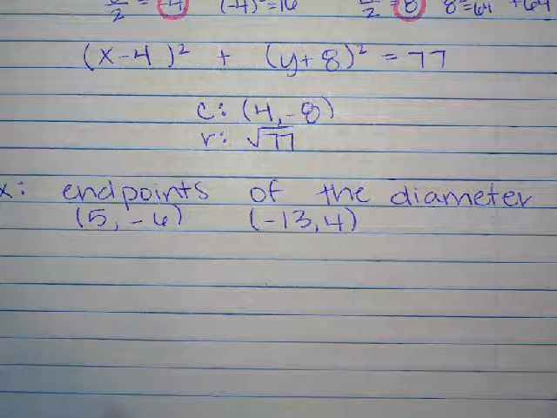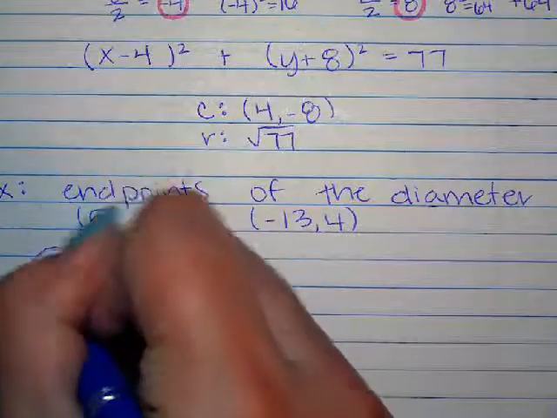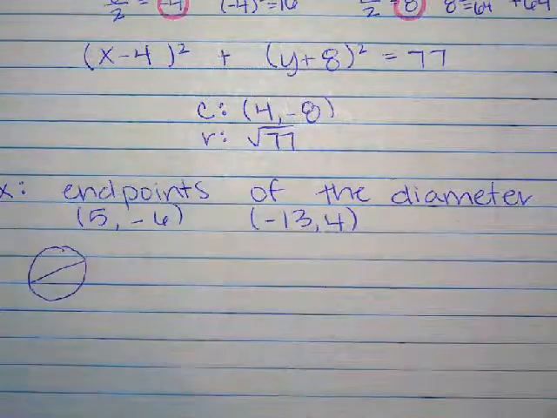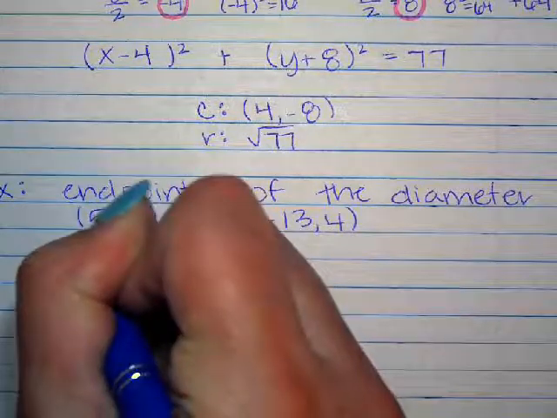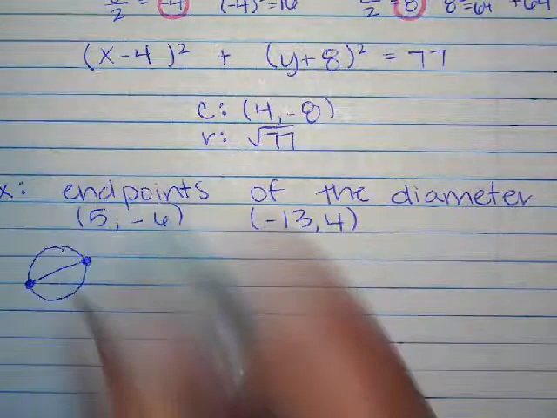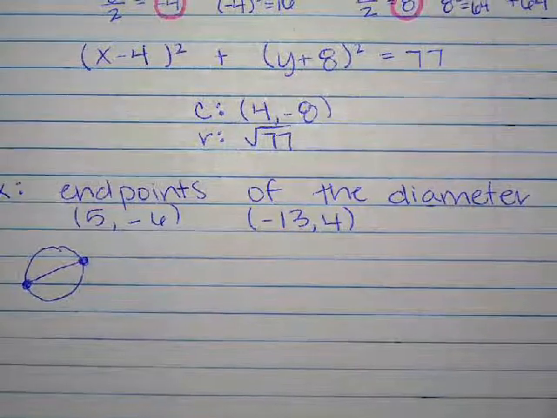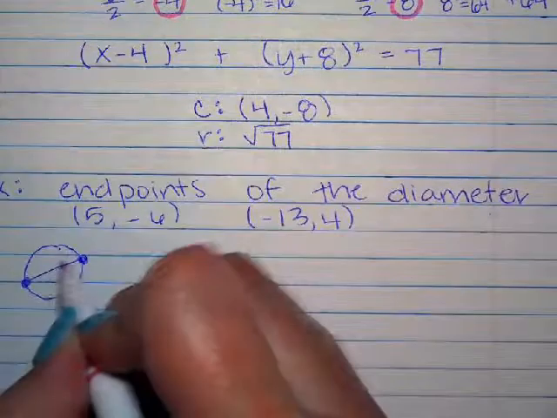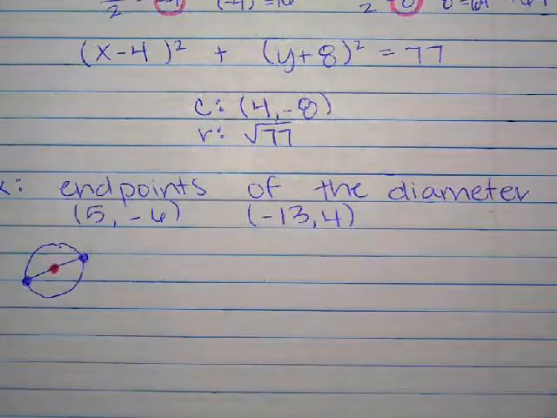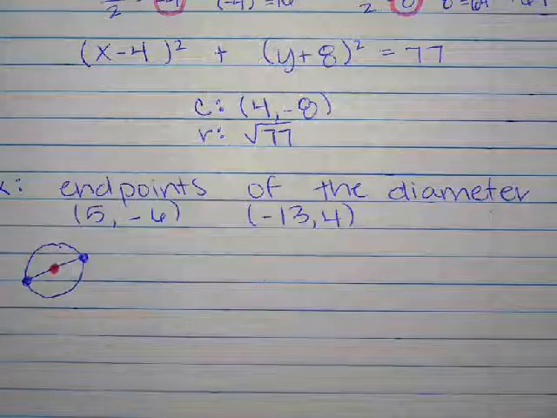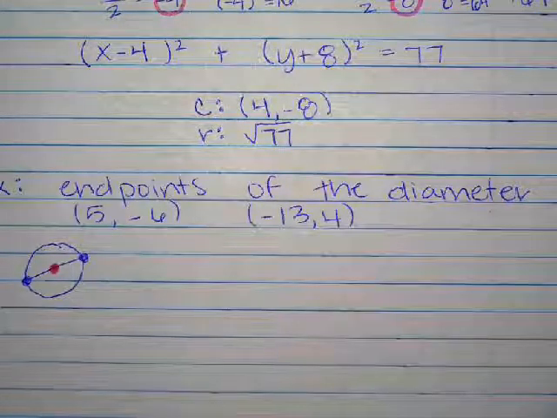So if we had a picture of this, there's the diameter, these are endpoints of the diameter. What could they be useful for helping me find? The center. Okay, so think through it. If you have 2 endpoints of the diameter, how could you find the center? Split them in half. Does that make sense?